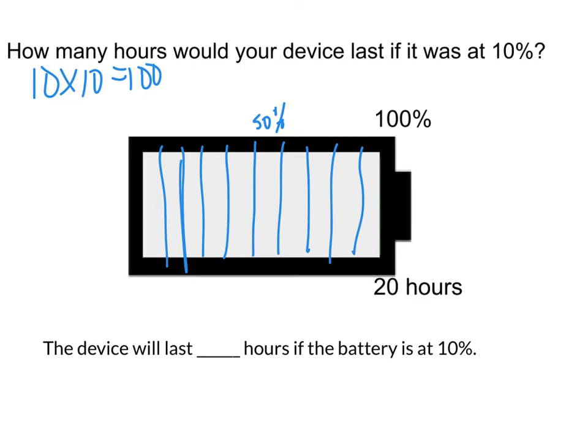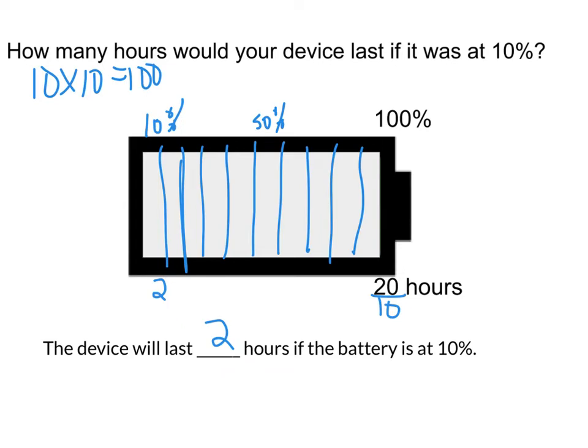Okay, so this is 10%. So at 10%, that means I will need to divide this by 10. So 20 divided by 10 will give me 2. So that means the device will last 2 hours if the battery is at 10%.